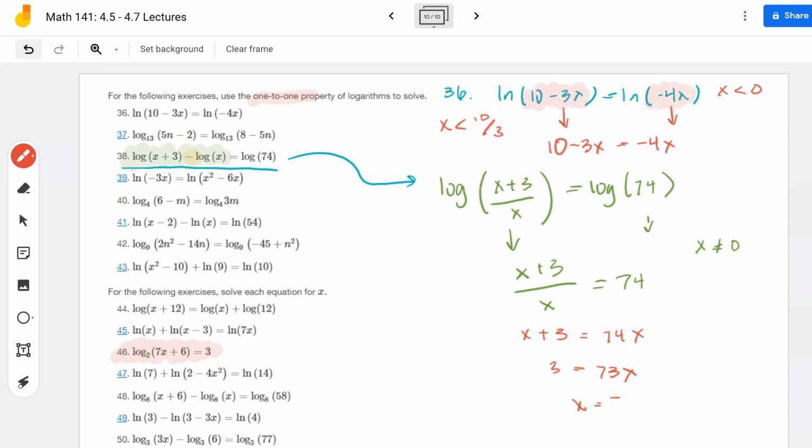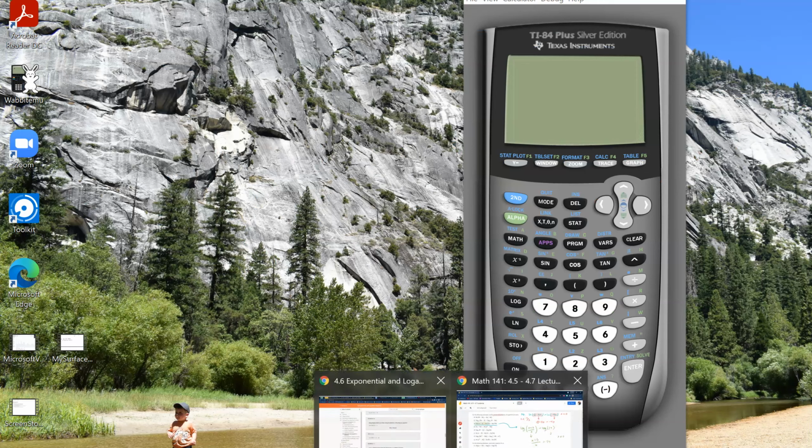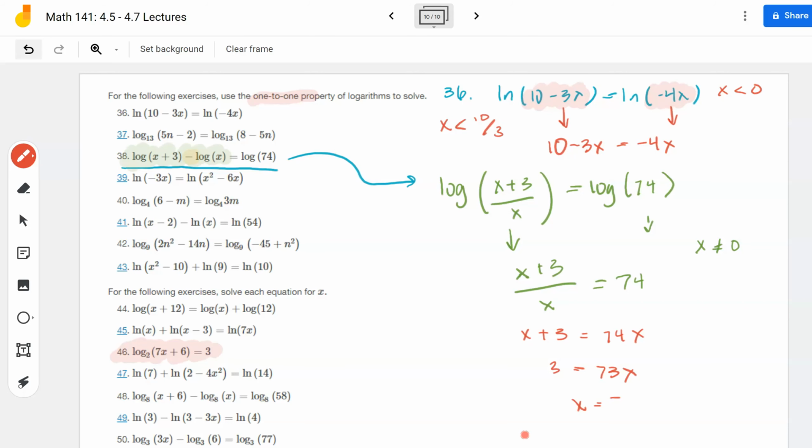Oh, I thought I was frozen. I'm not. I just paused. That's what I do with my own. As soon as these things stop working, I freeze because I'm so used to it. Why? Hold on. Jamboard's acting up. Okay. You can do this. I believe in you. All right. 73 over 3. I've already forgotten.